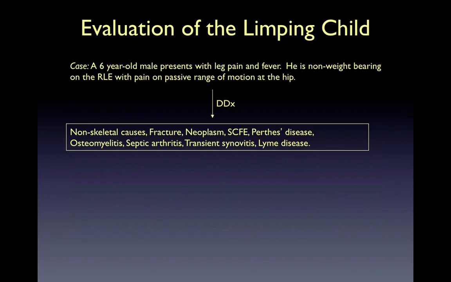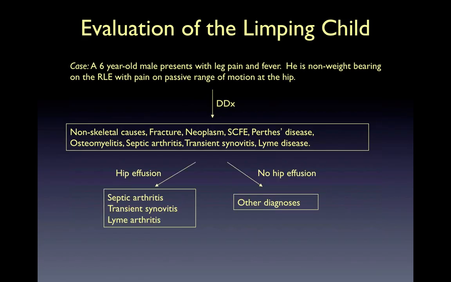The clinician may wish to obtain plain films to determine whether there is a fracture, neoplasm, slipped capital femoral epiphysis, or other entity that may be evident on X-ray. Once an ultrasound is performed showing an effusion in the anterior synovial space, we can narrow the differential diagnosis down to 3 likely causes. The differential diagnosis of a hip effusion is as follows: septic arthritis, transient synovitis, and Lyme arthritis. Lyme disease can usually be distinguished from the other 2 entities based on clinical grounds.